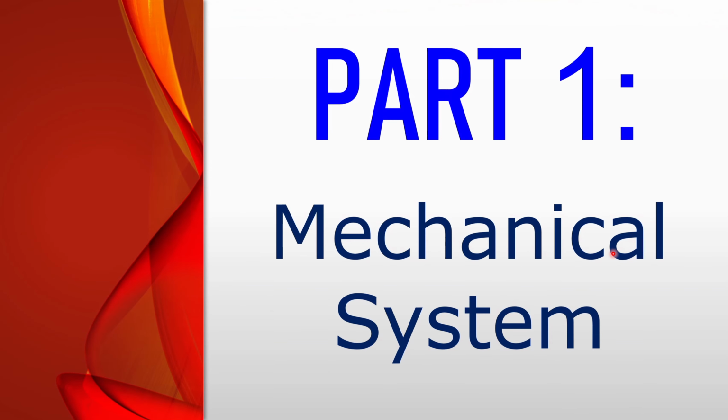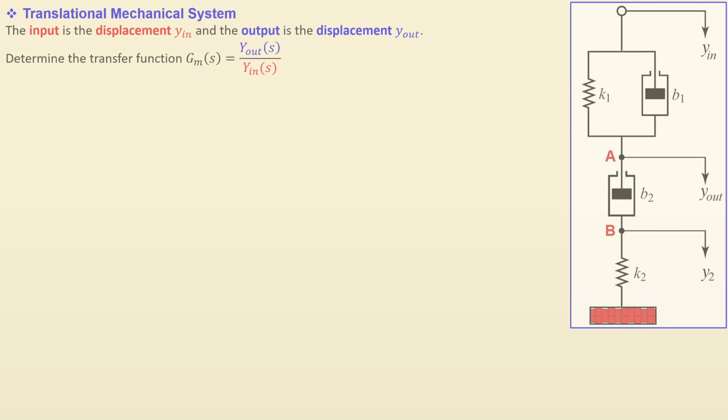Okay, part 1, the mechanical system. We have the translational mechanical system here, as shown here. The input is the displacement y in here due to some force, and the output is the displacement at this point A, y out. We will determine the transfer function Gm for this mechanical system, y out over y in, so the output displacement over the input displacement. So it is a unitless transfer function. So how do we start with that?